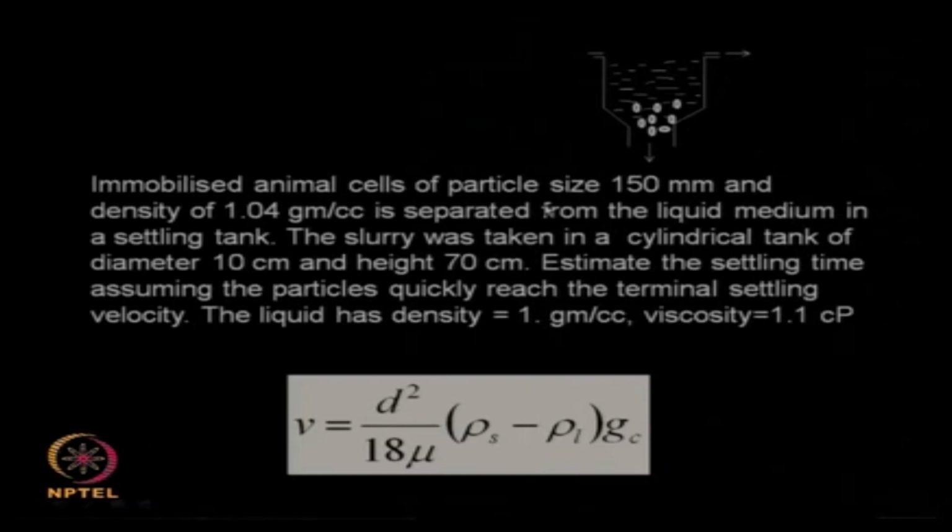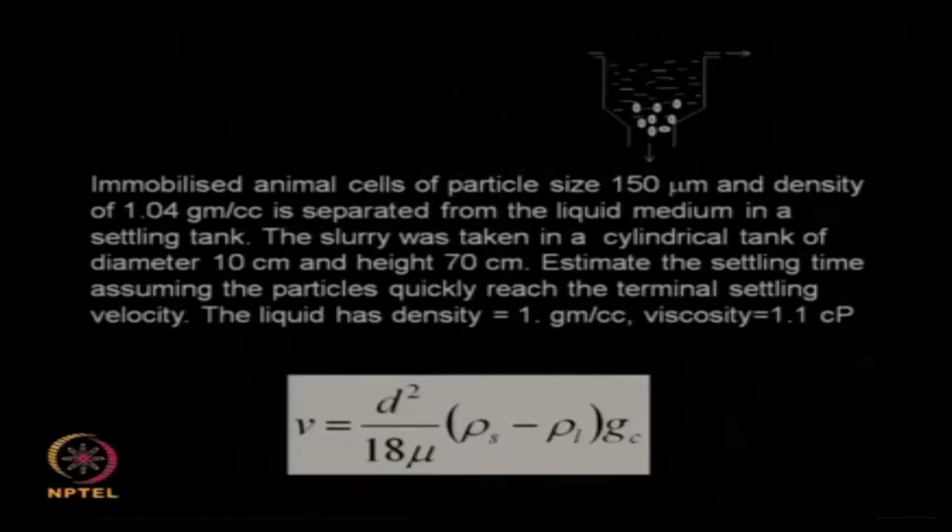So we have certain particles of 150 micron and a density of 1.04. Now let us look at a problem related to settling. Consider immobilized animal cells, particle size 150 micron, with a density of 1.04 grams per cc. You would like to separate these animal cells from a liquid medium in a settling tank.